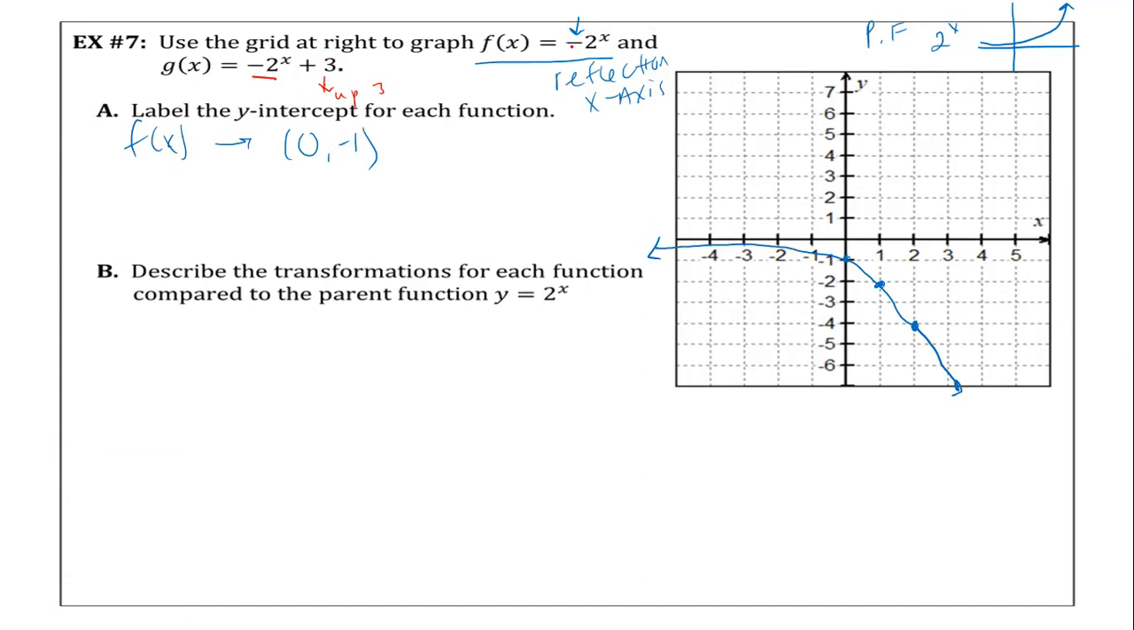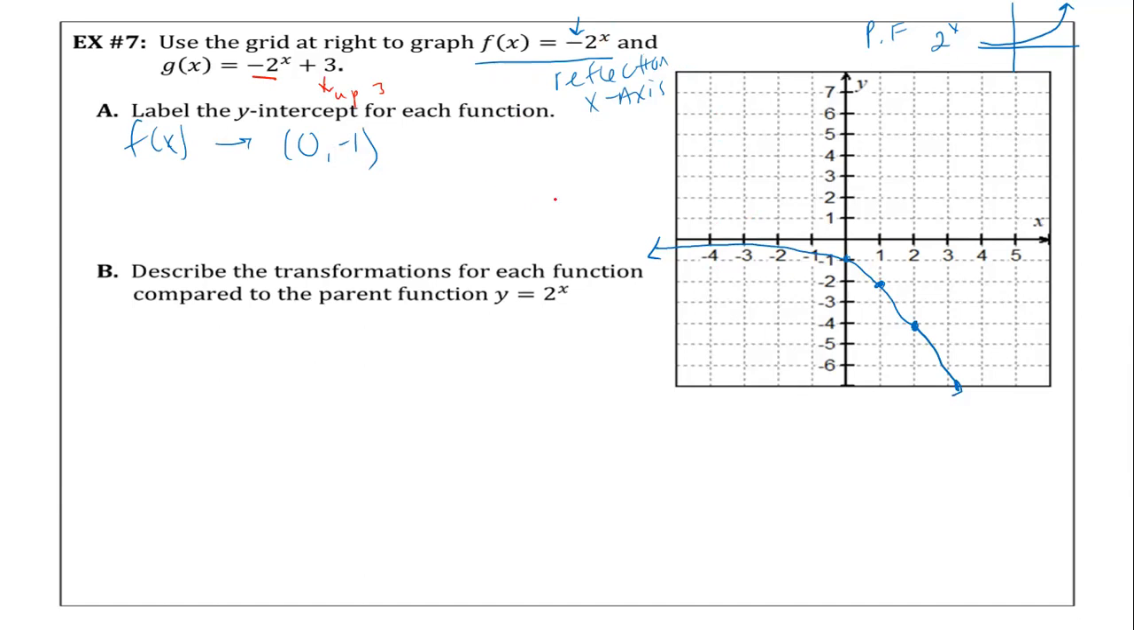Because my parent function is at 0, 1, but also if I just plug 0 in, 2 to the 0 is 1, and then 1 times negative is negative 1. So it's not negative 2 to the power, it's 2 to the power. It's whatever your x is. So it'd be 2 to the 0 first, exponents first, and then multiply. PEMDAS. It's more like minus, because there's no parentheses there, I must follow PEMDAS.